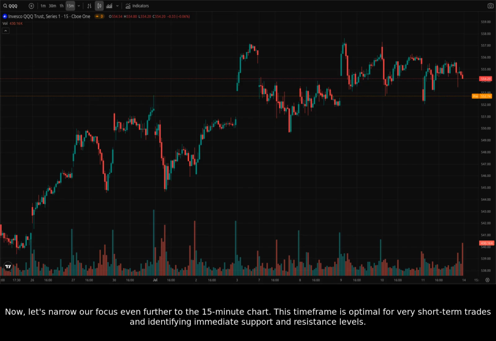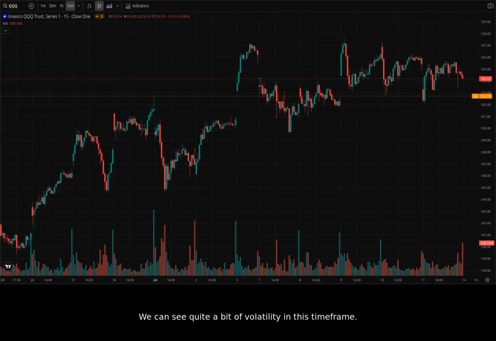Now, let's narrow our focus even further to the 15-minute chart. This time frame is optimal for very short-term trades and identifying immediate support and resistance levels. We can see quite a bit of volatility in this time frame. At this resolution, we are seeing quite a bit of chop. This reinforces caution when trading in the current environment.